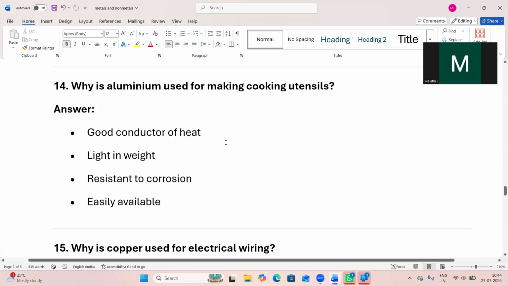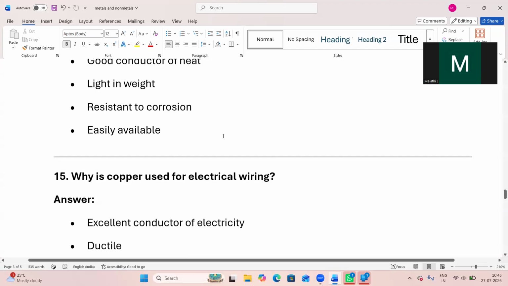Aluminium is used to make cooking vessels because it is a good conductor of heat to cook the food. It needs to conduct heat easily, and it is light in weight, as we have to handle the vessels always. Then it resists corrosion; if it corrodes, the utensils will spoil very early. It is also easily available; if it were rarely available, the cost would be very high. So aluminium should be used to make cooking utensils.